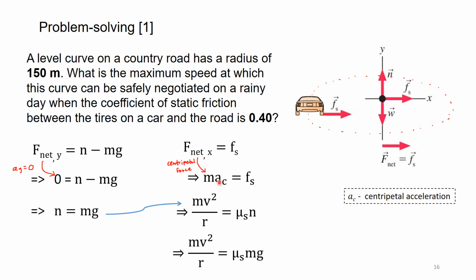So we have the equation for centripetal force: mass times centripetal acceleration, and that is equal to friction. We also know that the centripetal acceleration, let's call it a_c, is the same as v squared over r. And for friction, we know the maximum possible friction is the coefficient multiplied by the normal force.